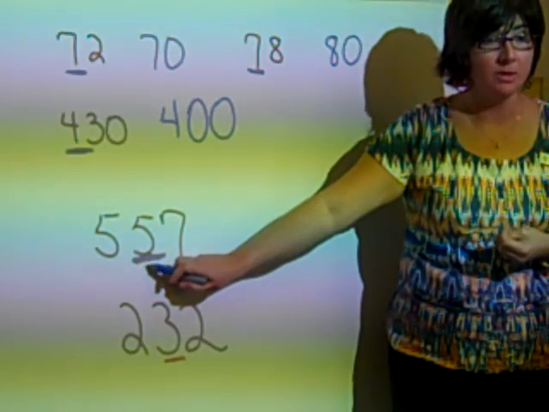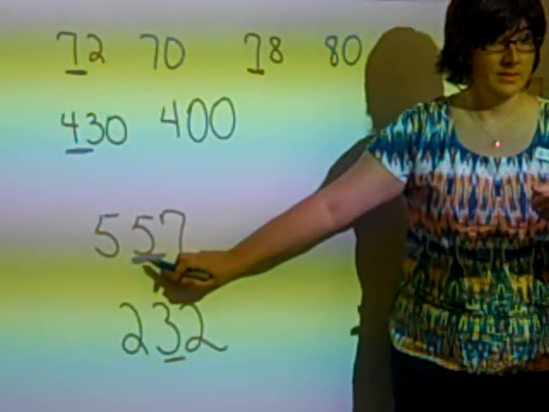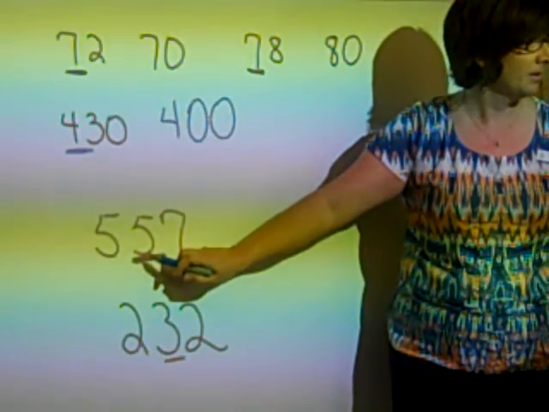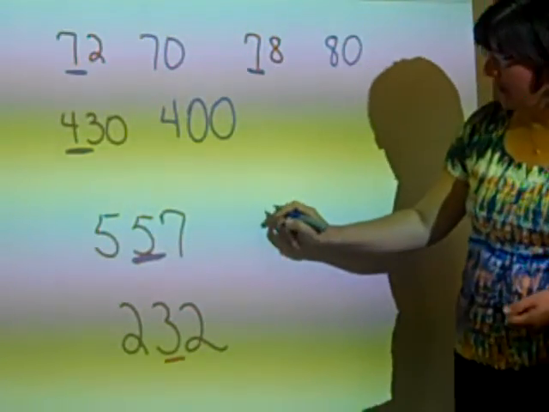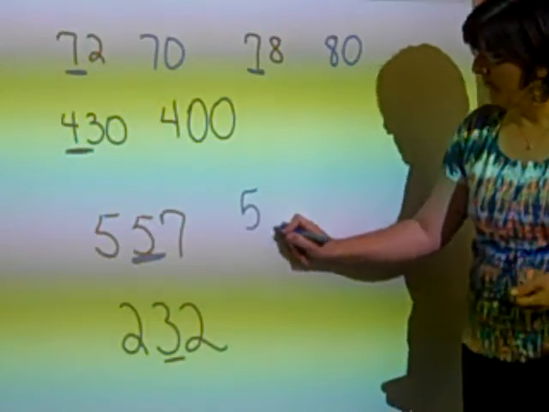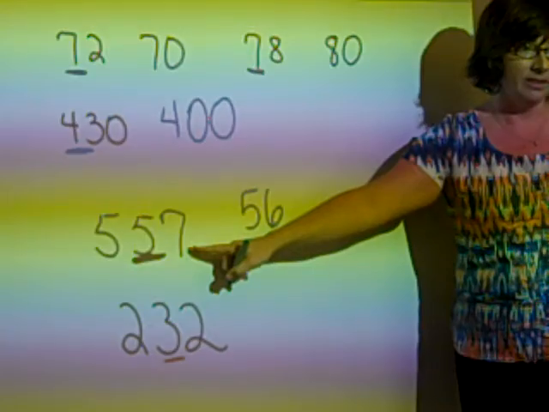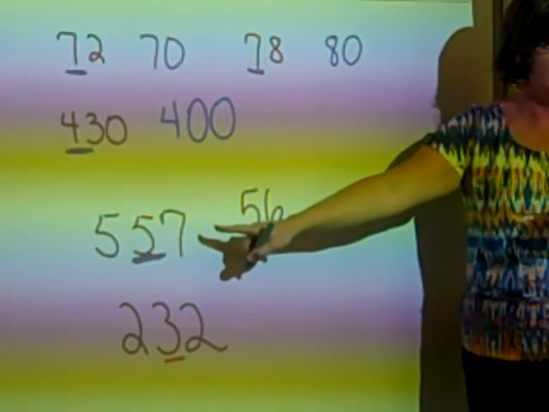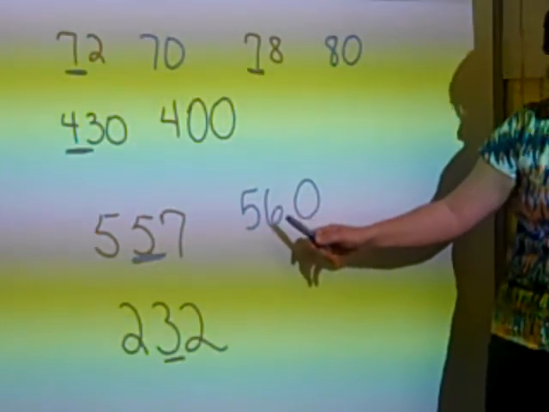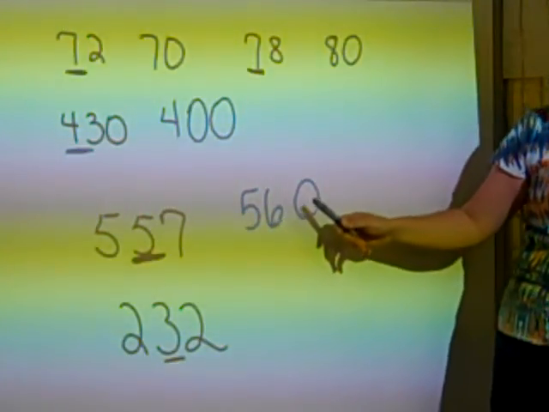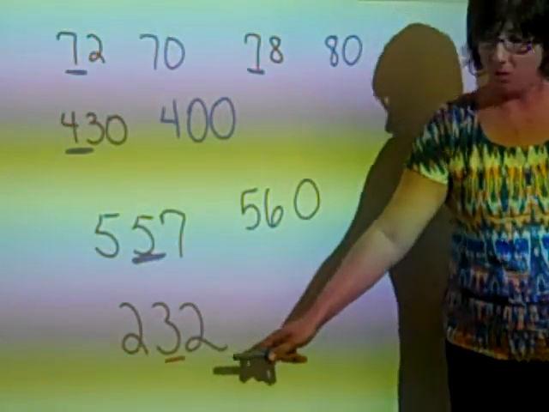So what am I going to do with that 5? Not make it a 0. You're going to add 1. So I'm going to make it a 6. And then what am I going to do behind it? What do I do with that 7? Make it a 0. So 557 rounded to the tens place is 560. Now let's try this with 232.